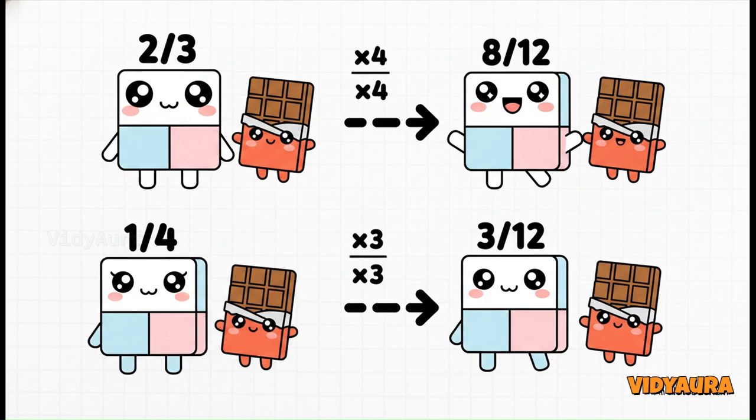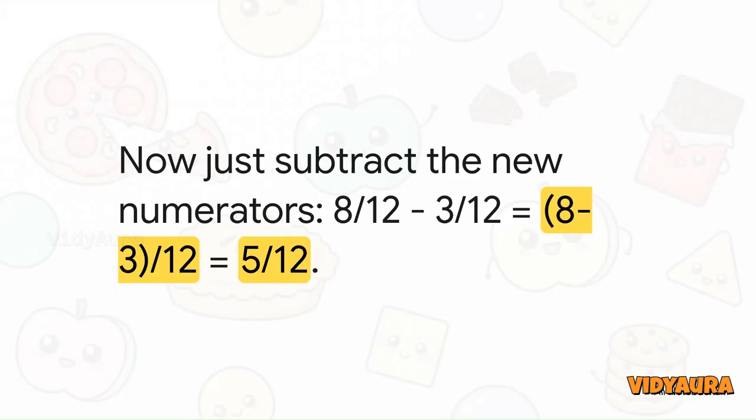For 1/4, we multiply by 3 to get 12 on the bottom. So 1 times 3 on top gives us 3. That's 3/12. Perfect. And now for the final step. Since the denominators are the same, we just subtract the numerators. What's 8 minus 3? It's 5. The denominator stays 12. And our final answer is 5/12.